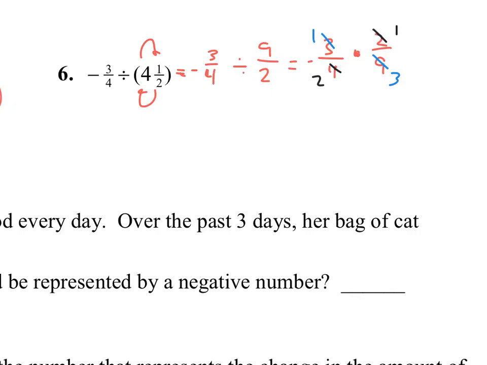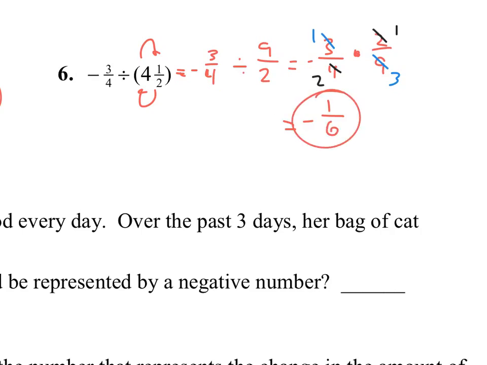Now here's where it gets a little tricky. So you got to keep your work all in order. So we have a negative times a positive. A negative times a positive is going to give me a negative answer. So let's go ahead and indicate that in our answer. So our answer is going to be negative. Now all we have to do is multiply the numbers. 1 times 1 is 1, and 2 times 3 is 6. So my final answer is negative 1/6.